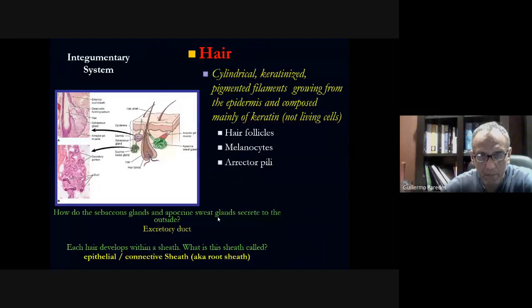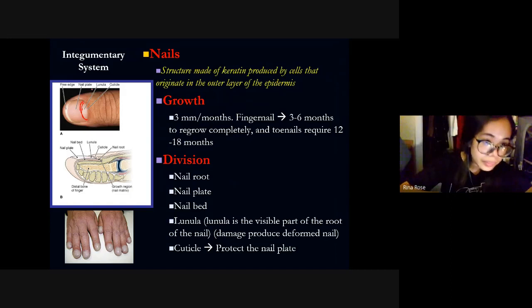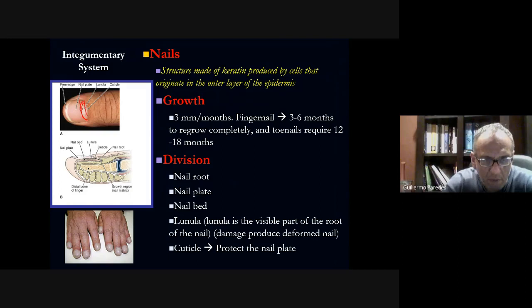All right, so let's go over the nails. The nails are going to be here. If you see the nail, we have the nail here, and this area is the lunula. Can you see the lunula? Yes. Okay, the lunula. This lunula is actually about one third of the whole nail.